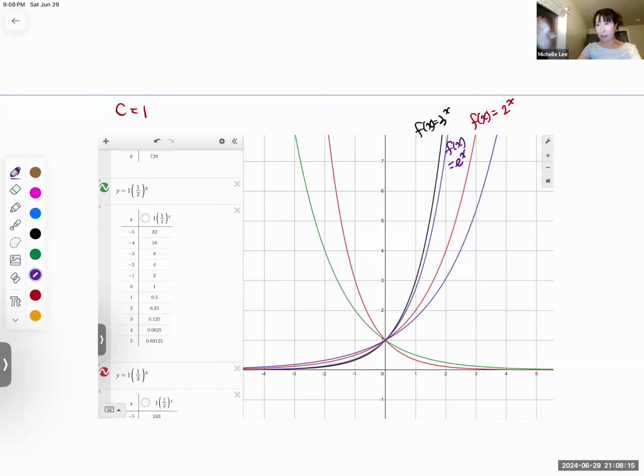And another purple one on the right is 1.75, I believe. Let me use this one. F of x equal to 1.75 to the x power, right? Okay, the red one on the left side was 1 over 2 to the x power. And then the green one was 1 over 3 to the x power, right? Okay, let's move on.